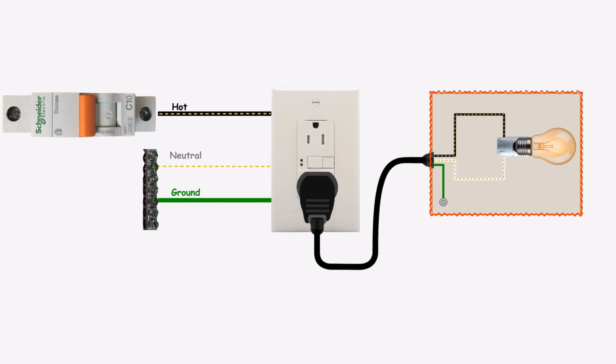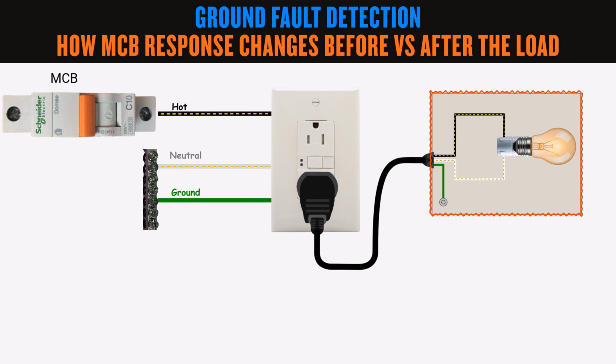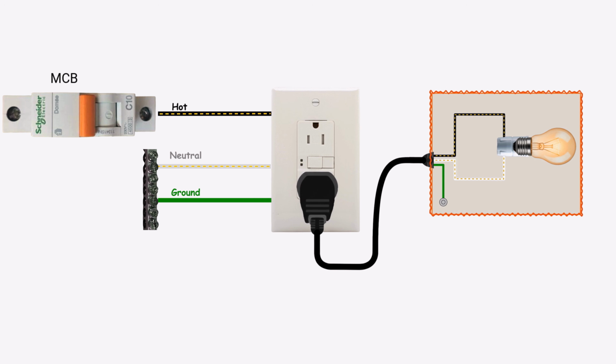Okay, now I explain to you the concept of ground fault, when it happens before the load and after the load. In a normal circuit, electricity flows from the phase wire, goes through the load, and returns through the neutral wire. The load uses this current to do useful work, like lighting a bulb or running a motor. The current that goes out and comes back is the same, so the circuit stays safe and balanced.